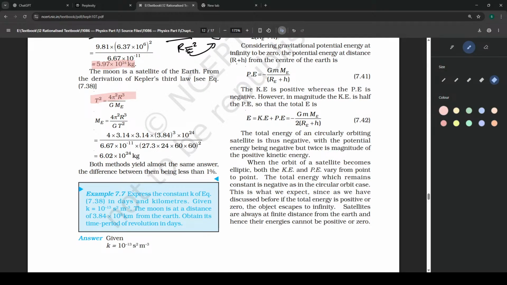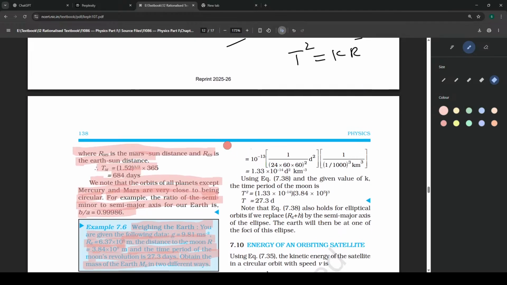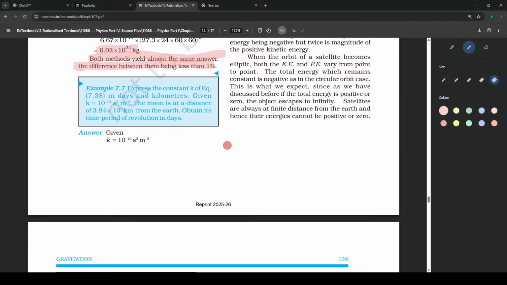Then we will use Kepler's laws here, not directly Kepler's laws, but our time period formula. Then as well, we will get the mass of Earth to be around 6.202 into 10 power 24 kg. Well, there is a slight difference here, but it is approximate. We will get almost the same answer. The difference between them is less than 1%. Now let's go to the next example.